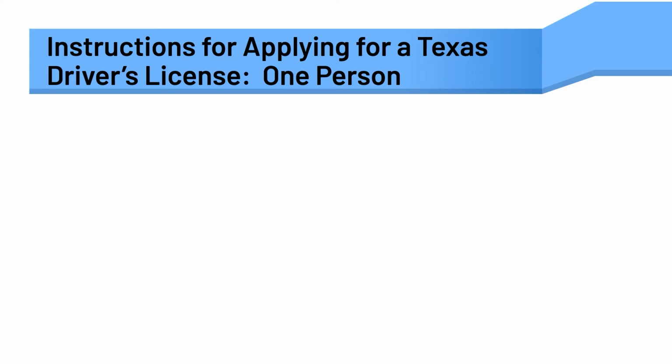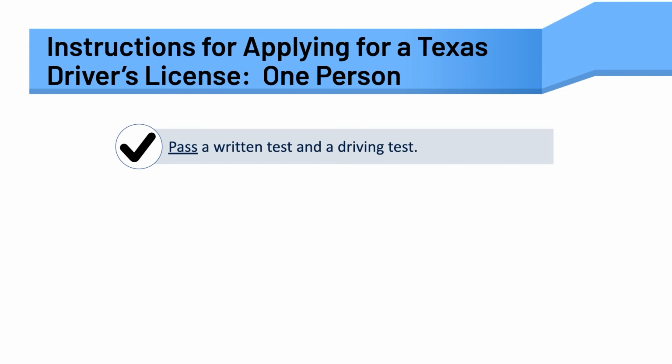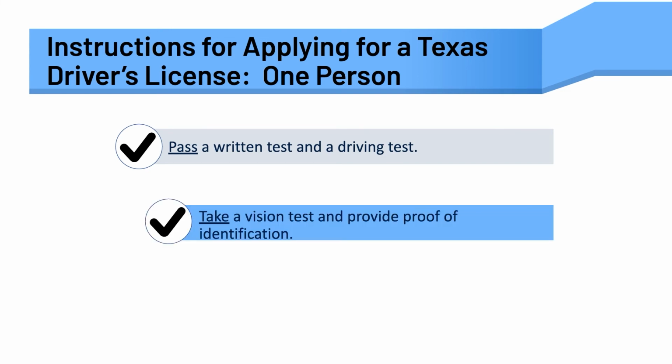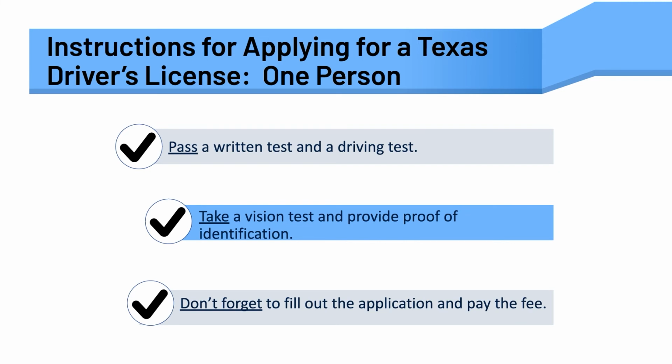Now this time, let's say that I'm giving instructions to a friend who wants to get a Texas driver's license. I might say some things like, pass a written test and a driving test, take a vision test, and provide proof of identification. Oh, and don't forget to fill out the application and pay the fee. And I could provide those same instructions to a group of people.